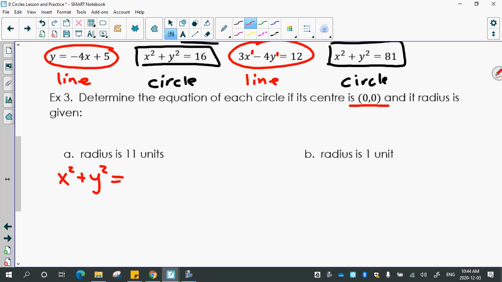And then we know that the right side is going to be whatever the radius is squared. So in our case, the radius is 11. So I might write that middle step in there and put 11 squared there. But instead of leaving it like that, I'll actually put 11 squared into my calculator and get 121. So the equation of a circle that has a center at 0, 0 and a radius of 11 is x squared plus y squared equals 121. Okay?